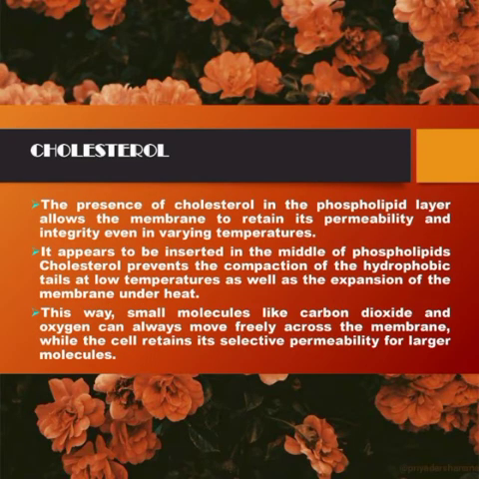The presence of cholesterol in the phospholipid layer allows the membrane to retain its permeability and integrity even in varying temperatures. It appears to be inserted in the middle of phospholipids. Cholesterol prevents the compaction of the hydrophobic tails at low temperatures as well as the expansion of the membrane under heat. This way, small molecules like carbon dioxide and oxygen can always move freely across the membrane, while the cell retains its selective permeability for larger molecules.